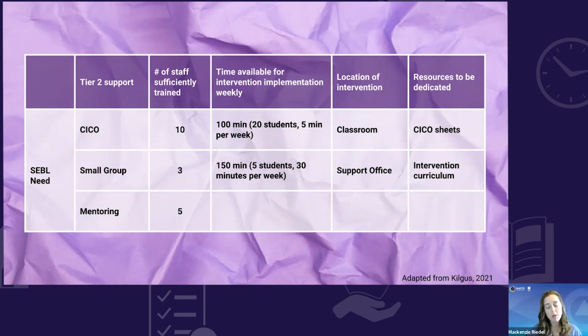But we also wanted to point out that we left some of those boxes blank because we want to acknowledge that while we can plan really well, we want to be making decisions and intervening based on our data. And so if you get your data back and you're not seeing a need for what you planned for, you might adapt some of the interventions you're providing to better meet those needs.